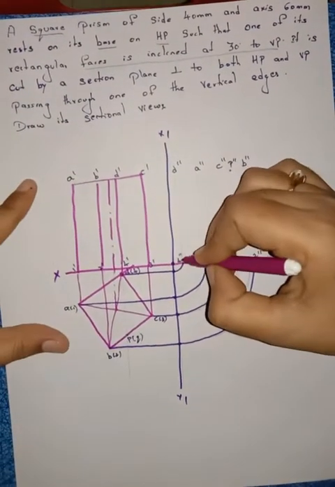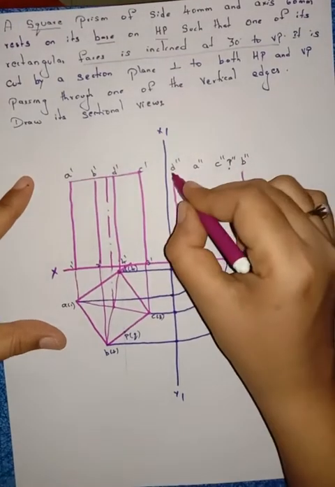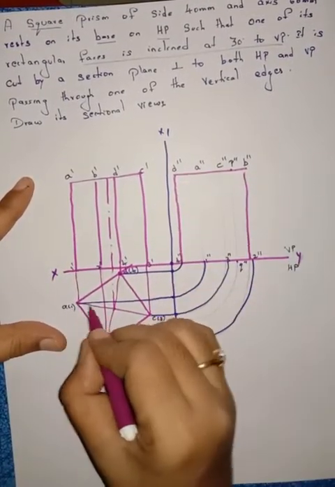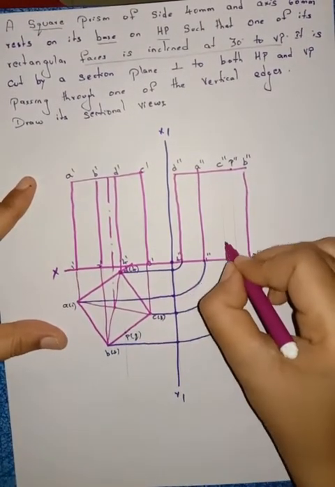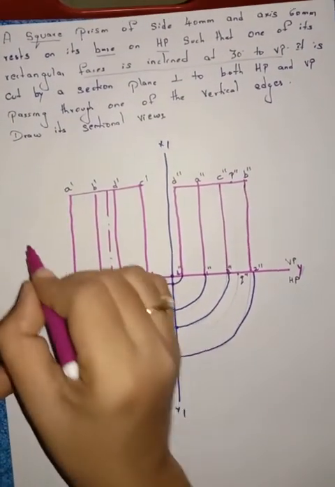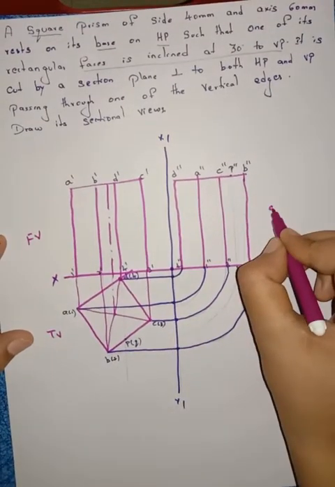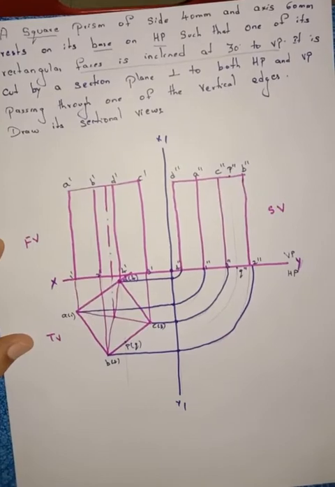Axis height is how much here? 60 mm. So this is D point, D double dash. This is A point, A double dash. This is C point, C double dash. This is B point, B double dash. This is your front view, this is your top view, and this is your side view. Side view is indicated with double dash.